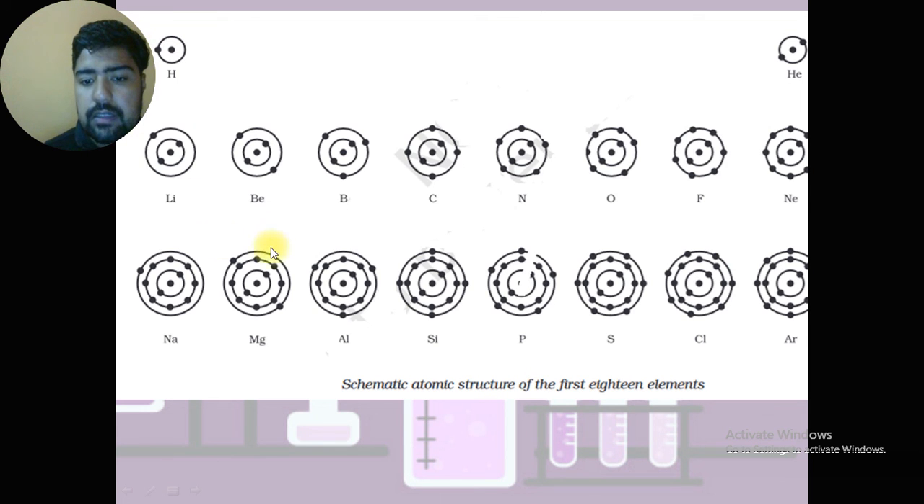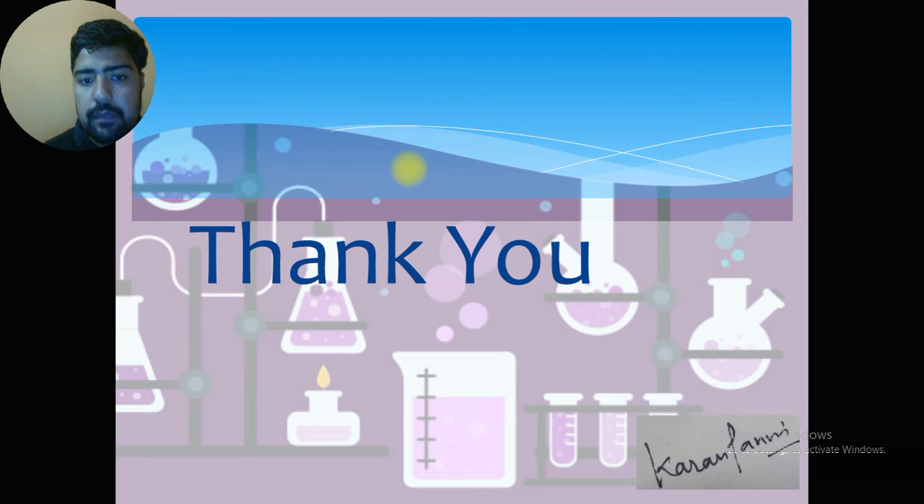These are the atomic structures of the first 18 elements. Kindly see them. Thank you.